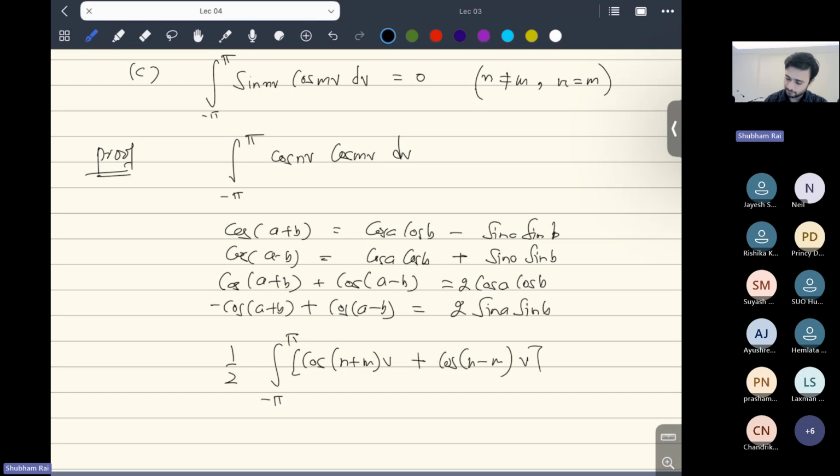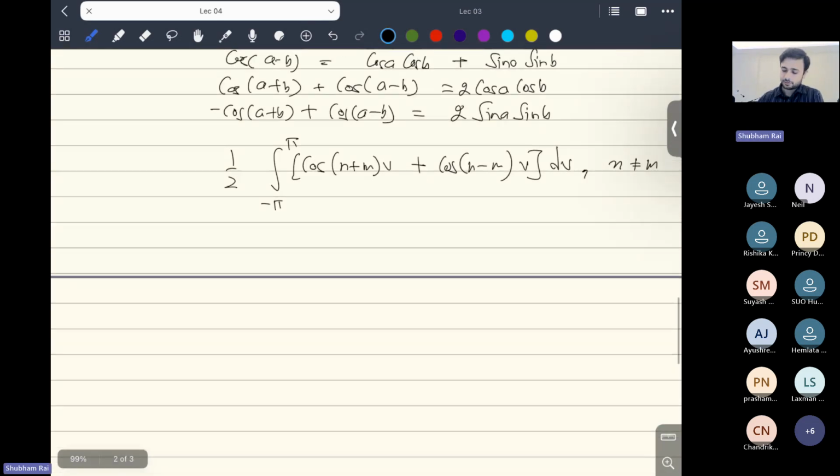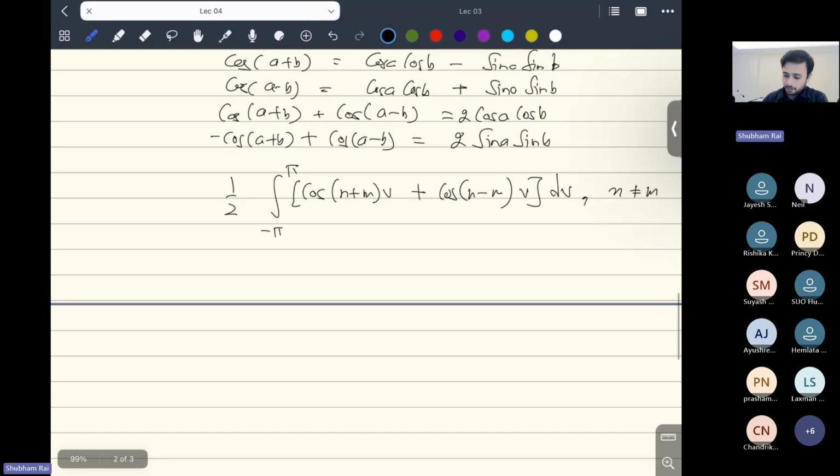And we have dv here, and n is not equal to m. Okay, here also n was not equal to m. Anyway, so then you know what is the integral of cosine (n plus m)v.